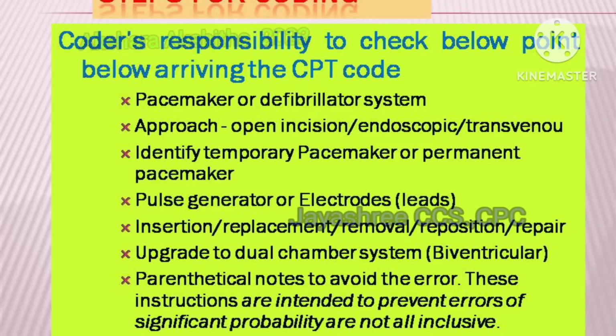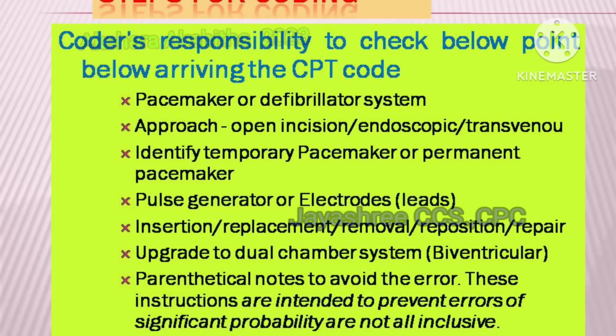Okay, next point is approach. What is the approach that device is placing? Either it is open method or endoscopy method or transvenous method. Then third point is identify the temporary pacemaker or permanent pacemaker. So patient coming for temporarily placing the pacemaker or permanently they are inserting the pacemaker. Then pulse generator, patient came for only pulse generator or only electrodes or both they are coming. So this information we should know from our questions.